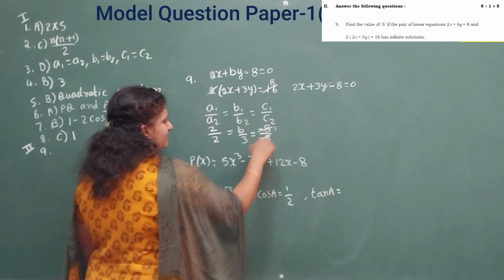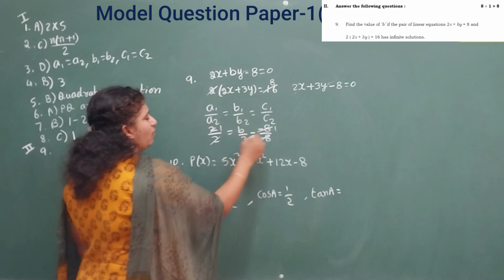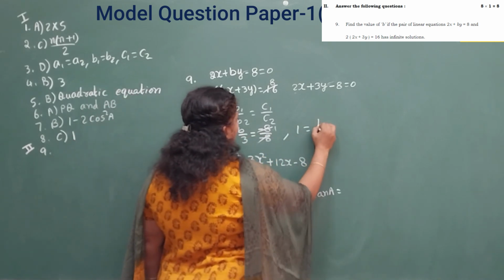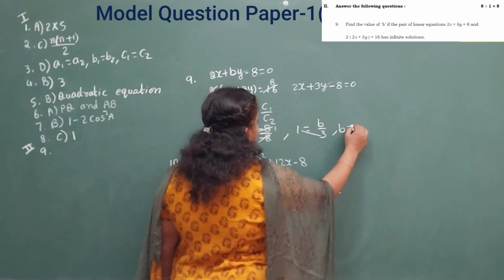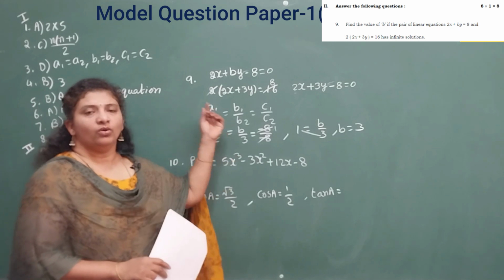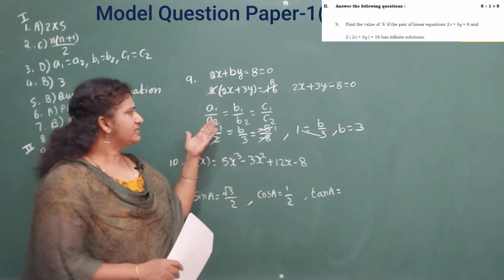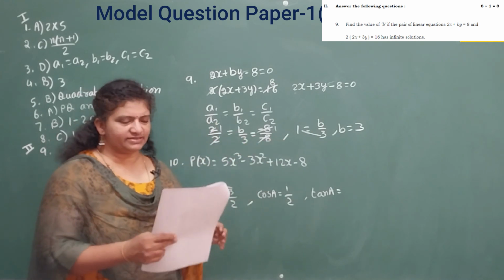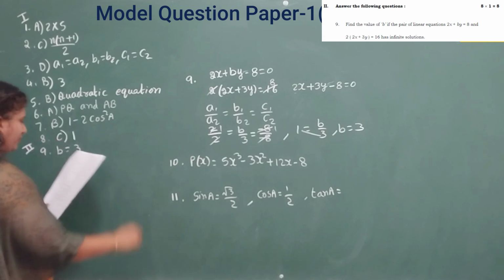Minus 8 by minus 8 will be 1. And here 2 by 2 will be 1. 1 equal to b by 3. Send this 3 to this side. That means b value is 3. Find the b value when the lines are having infinite solutions. Just compare the ratios and get the answer. So your answer is b is equal to 3.